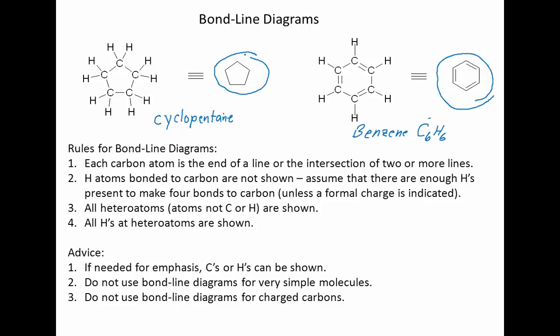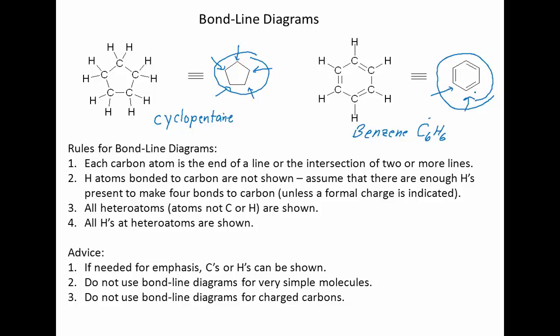Okay, so here are the rules for bond-line diagrams. Each carbon atom is at the end of a line or the intersection of 2 or more lines. So here are some intersections right here, and each of those represents a carbon atom. Same over here. I won't do all of them, we'll just do a couple of them. The hydrogen atoms that are bonded to carbon are not shown in the bond-line diagram. We're going to assume that there are enough hydrogens present to make 4 bonds to carbon, the only exception being if a formal charge is indicated.